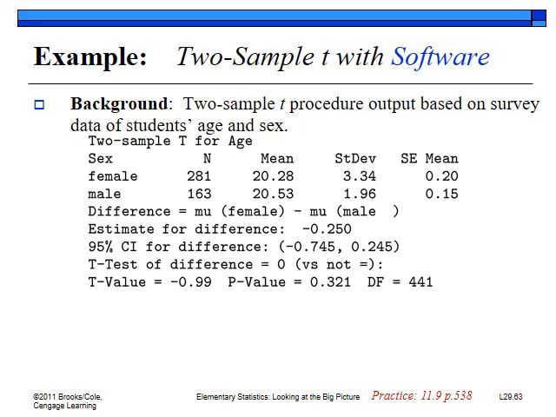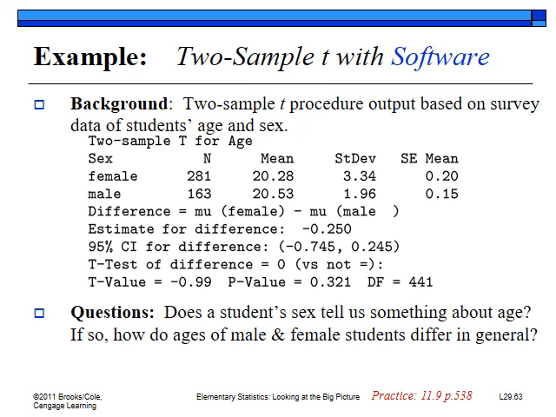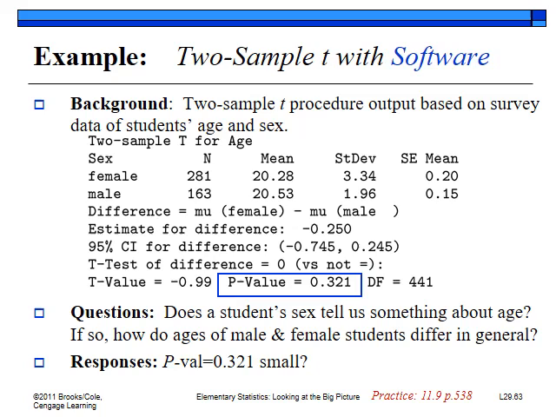So here's the software output for a 2-sample t-test. Can we conclude that student sex tells us something about age? If so, what does it tell us? Well, here we get a p-value of 0.32. That's not very small. So do we think age and sex are related? I would say no.